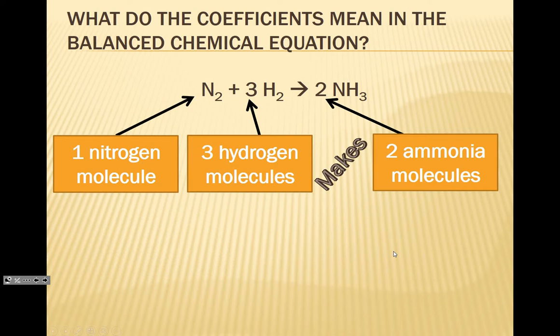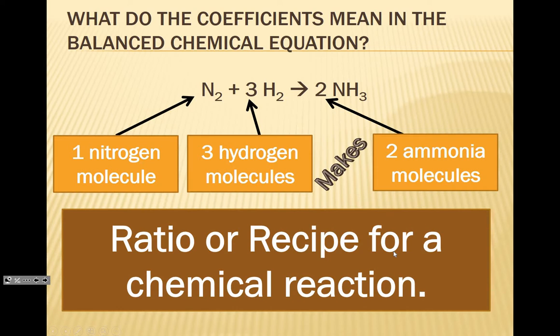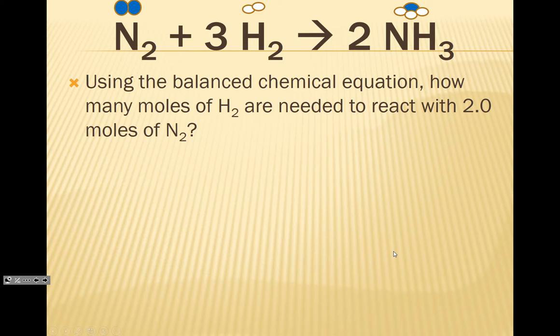Okay, has everybody got their calculator and the periodic table out? Because we're going to be using them. Okay, so going forward here, this is a ratio or a recipe for a chemical reaction. So here's my recipe. I need 1 nitrogen for 3 hydrogens to make 2 ammonias.